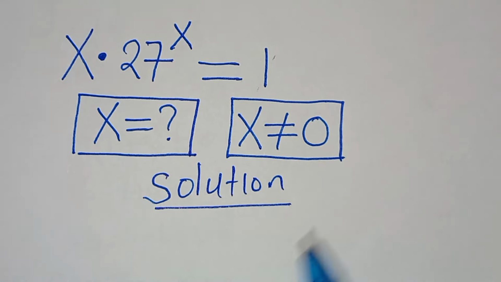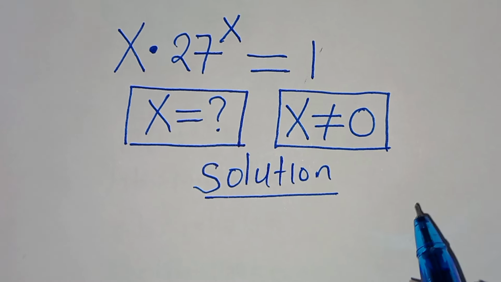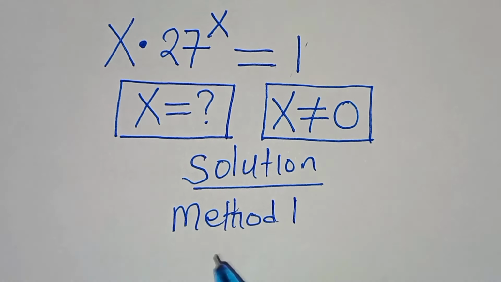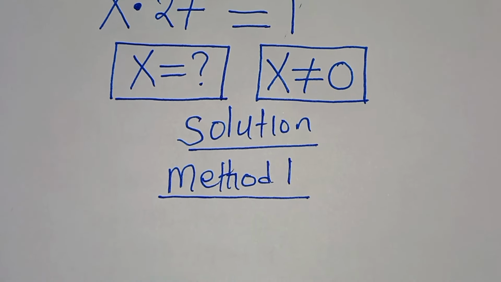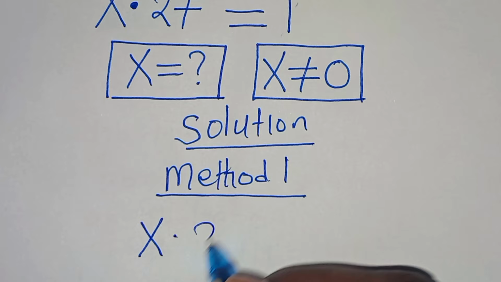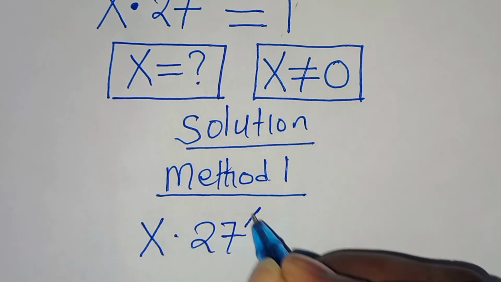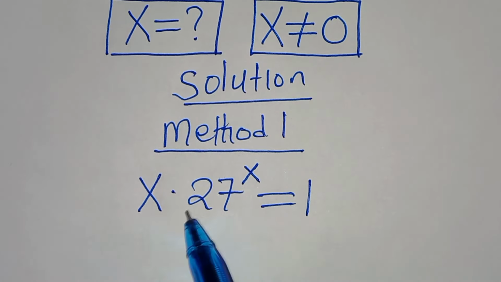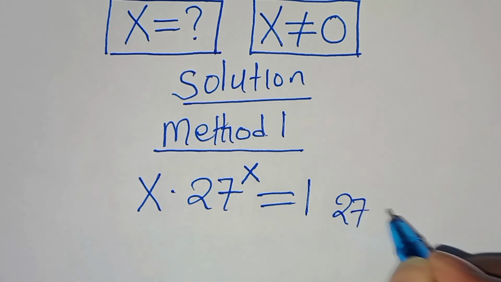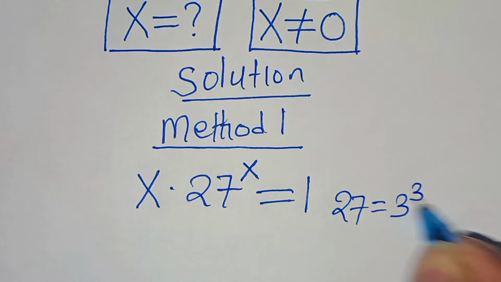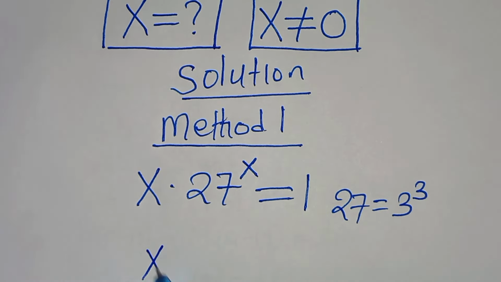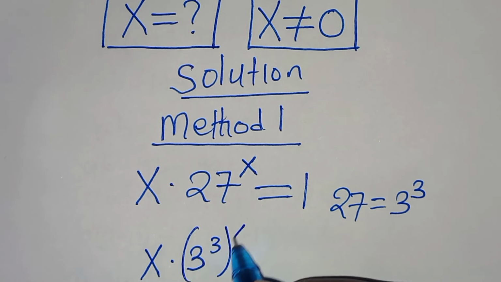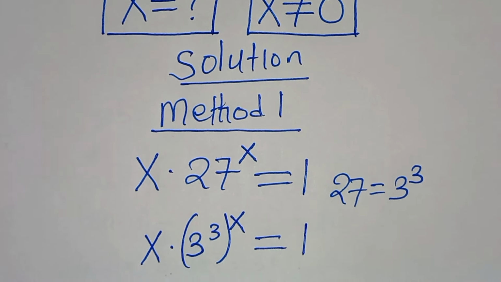Now, we are going to apply two methods to solve this. Let's start with method 1. So we have x multiplied by 27 raised to the power of x, equal to 1. We can express 27 as 3 to the power of 3. So we have x multiplied by 3 to the power of 3 raised to the power of x, equal to 1.